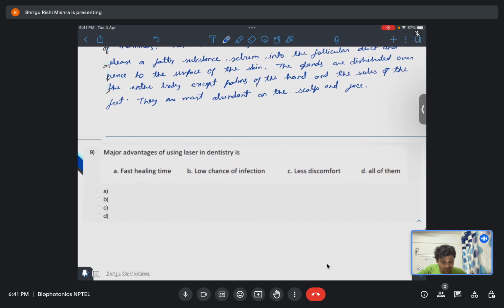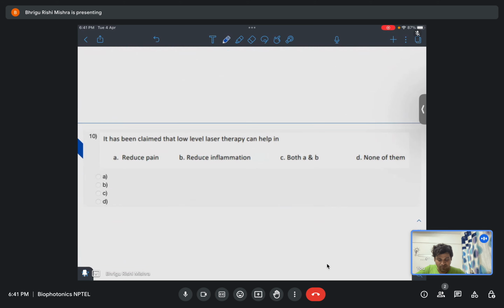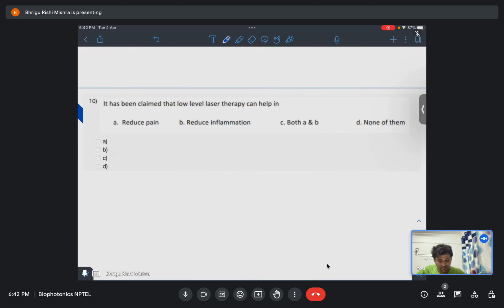The next question is the major advantages of using laser in dentistry. I think sir has discussed this in detail in the lecture. All of these are advantageous properties: fast healing time, low chance of infection, less discomfort. So D, all of them. Now the last question: it has been claimed that low level laser therapy can help reduce pain, reduce inflammation. Both A and B is the answer.